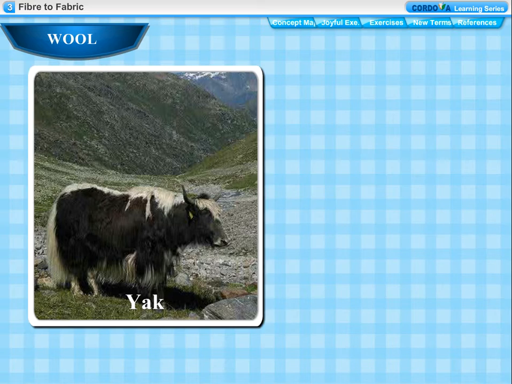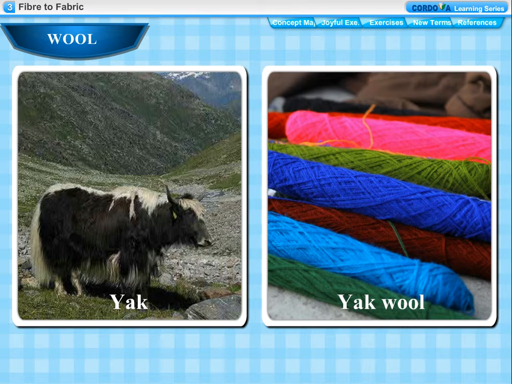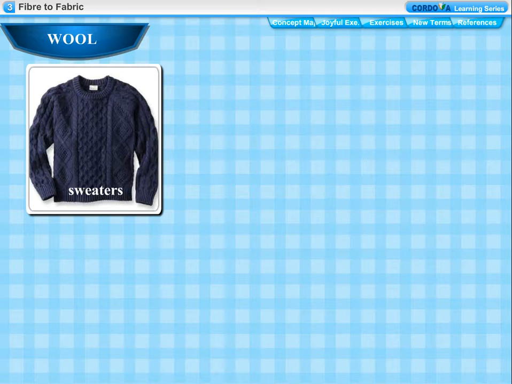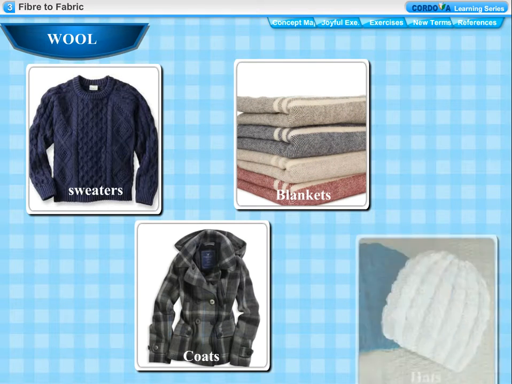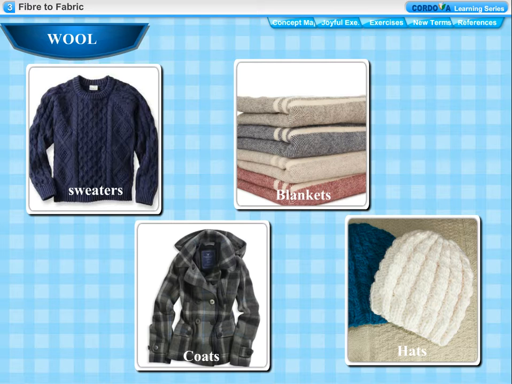Yak. Yak wool is soft wool obtained from the yaks found in the Ladakh region and Tibet. Yak wool is used to make sweaters, blankets, coats, and hats. It is much warmer than sheep wool.